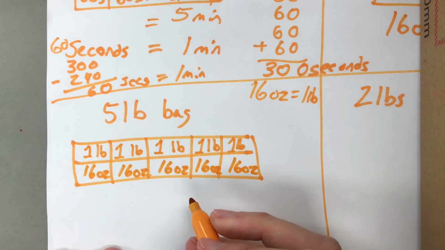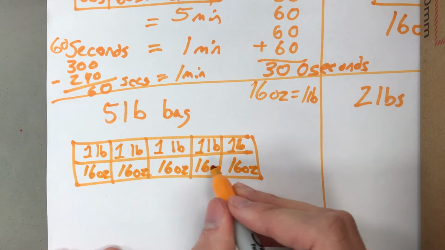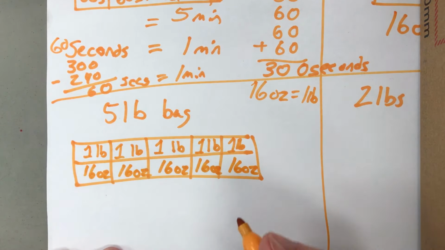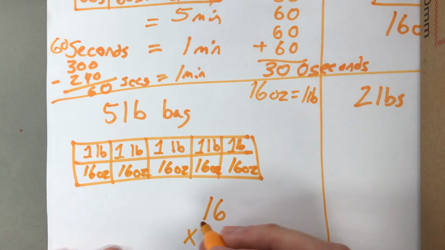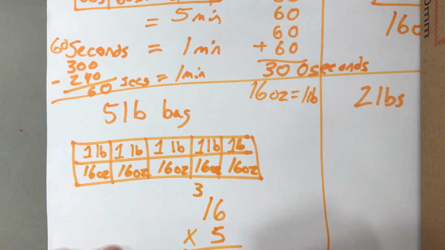So I'm going to do 16 plus 16 plus 16 plus 16 plus 16. Repeated addition is going to be the same thing as multiplication. So 16 times 5. 5 times 6 is 30. 5 times 1 is 5. Plus my 3 is going to be 8. So 80. Is it going to be 80 pounds or 80 ounces? Well, it showed it in ounces. That's going to be 80 ounces.